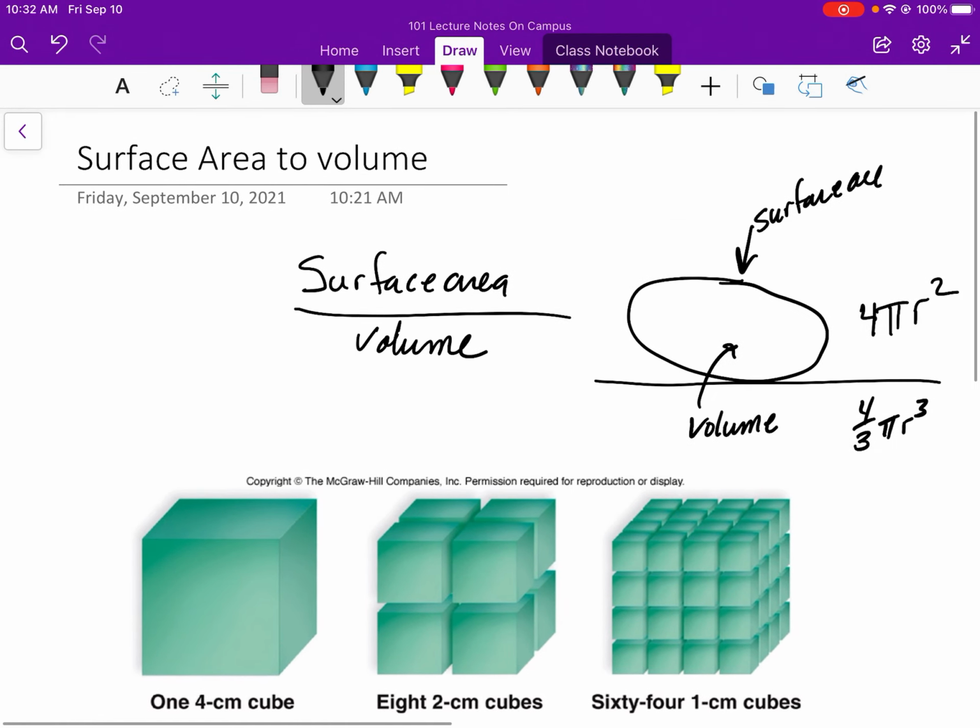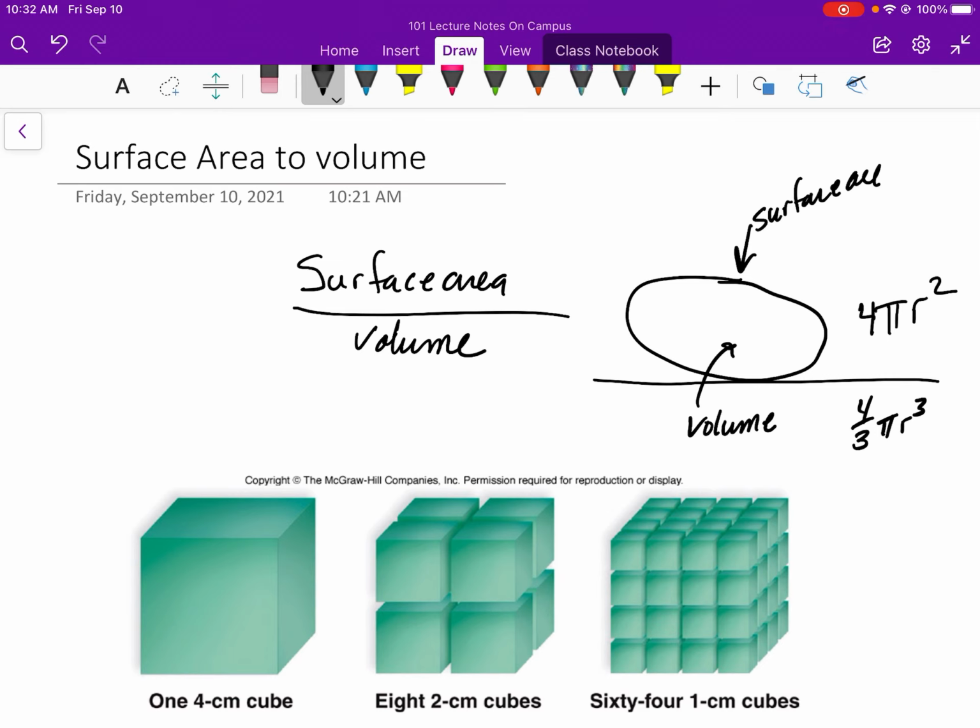Hello and welcome to the lecture on surface area to volume ratio. Today we're looking at surface area to volume, and typically for cells these are spherical structures more or less. In this drawing here you can see the surface area is the area on the outside and the volume is the stuff on the inside, right?